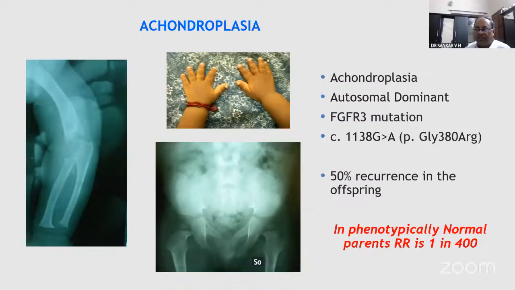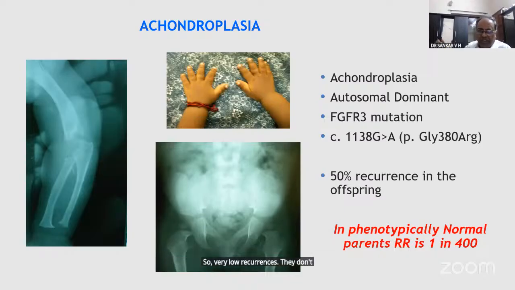So you will say that 50%, but it is not 50%. Most achondroplasia is a sporadic mutation. So parents are of normal stature and the child has the C1138G>A mutation and the classical features of achondroplasia. So we know that it is a sporadic type of achondroplasia, and with phenotypically normal parents, the recurrence risk is negligibly low. The empirical recurrence risk is 1 in 400. That is 0.25%. So very low recurrence risk.